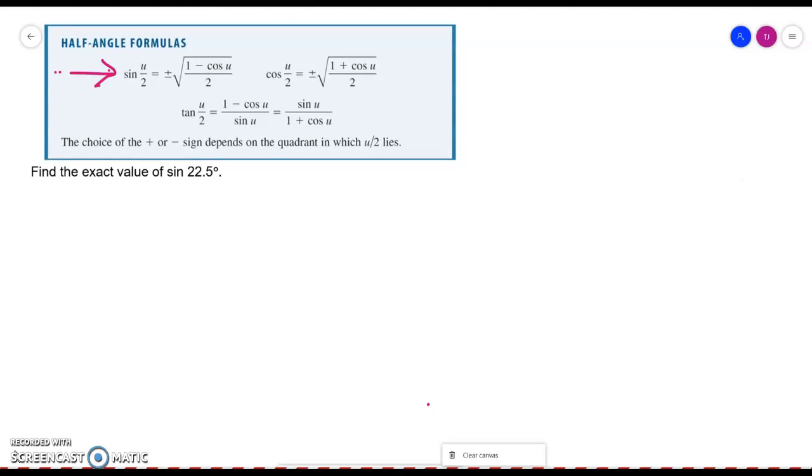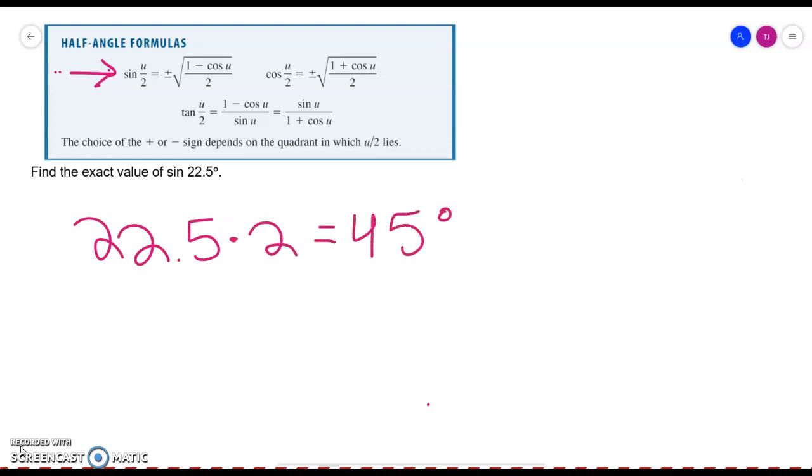All right, so let's go ahead and look at how we would use these equations. If you look at the example below, it says find the exact value of sine of 22.5 degrees. Well, 22.5 degrees is not one of our significant values on our unit circle, but if we were to take 22.5 degrees and double it or multiply it by 2, we know that that's going to give us 45 degrees.